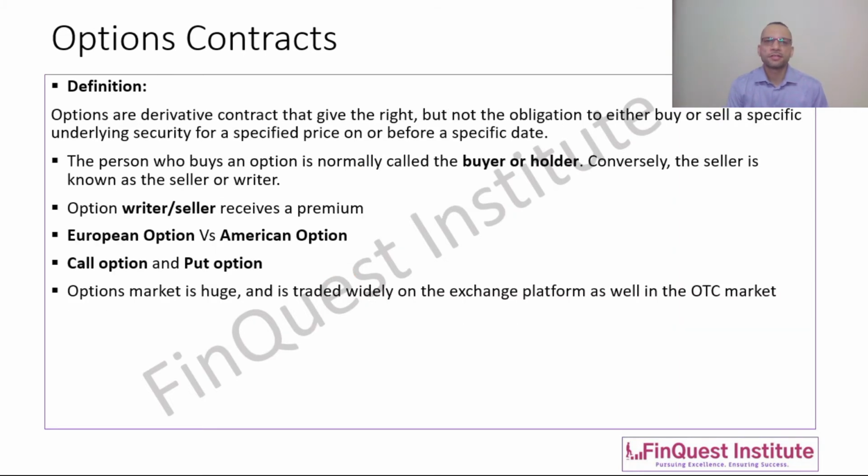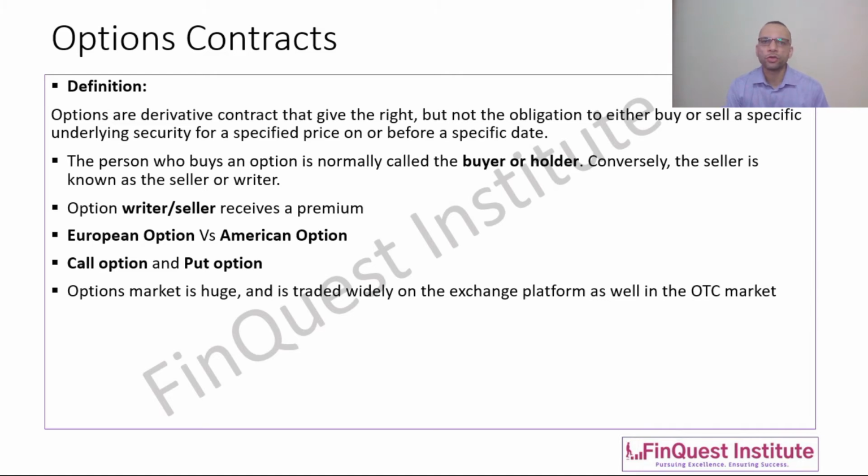So option products give the right but not the obligation to buy or sell a certain specific underlying security at a specific price at a predefined time in the future. So that's why the name options. Now there are two counterparties to an options trade as well. So you have a buyer and a seller.